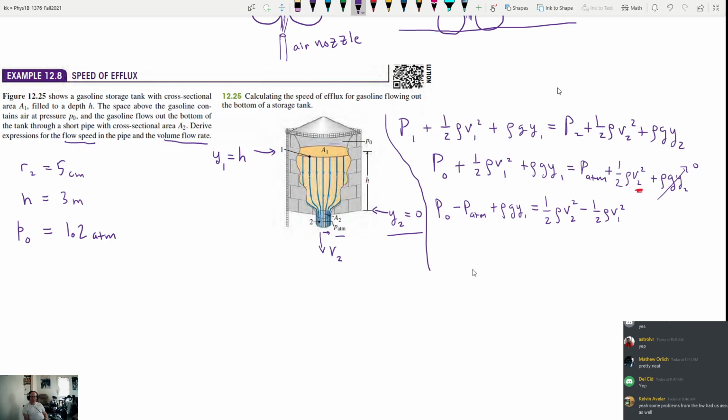Now, another thing that I'm going to tell you is very often in these type of problems, they are not going to tell you the area at the top, and they will not tell you the velocity at the top. They'll just tell you that the opening at the bottom is really small.